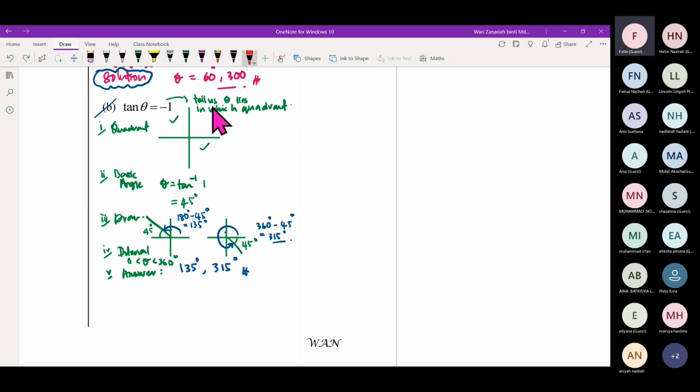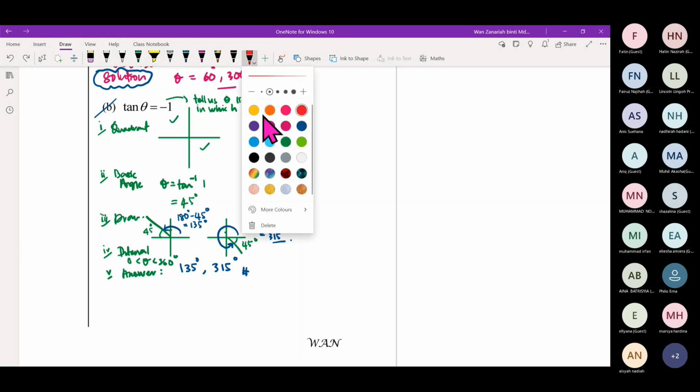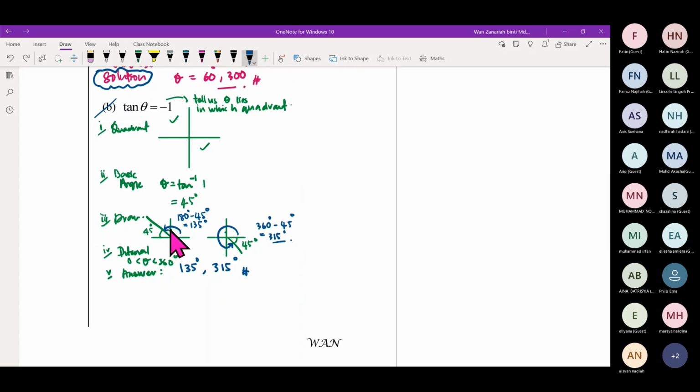So that is why you kena lukis acute angle 45 on the second quadrant ikut ribbon tadi. But the angle that you want is from 0 until the second quadrant, the blue color ni. Clear tak students? Boleh ke? The angle that you want is from here to here. So how do you get this?